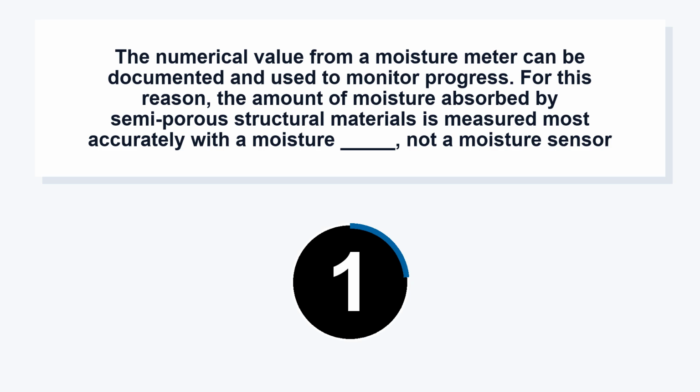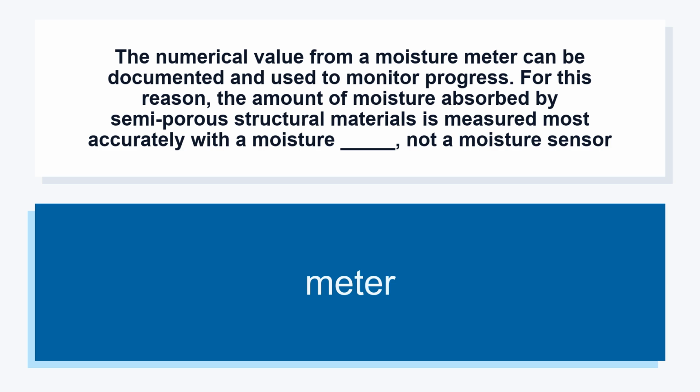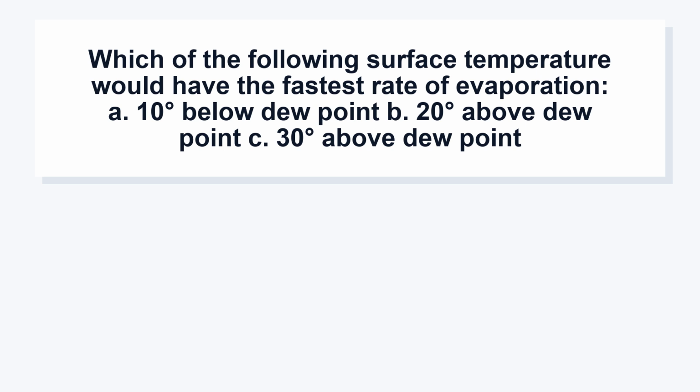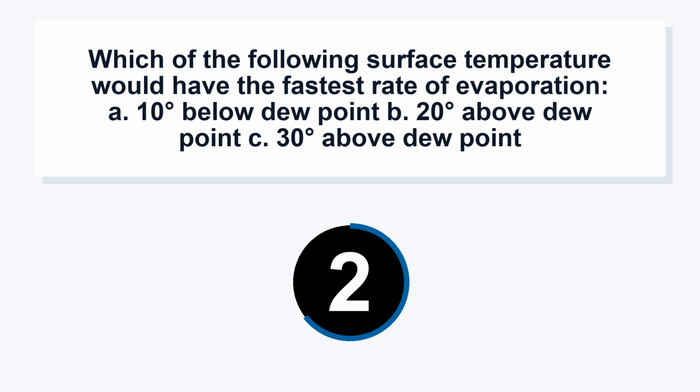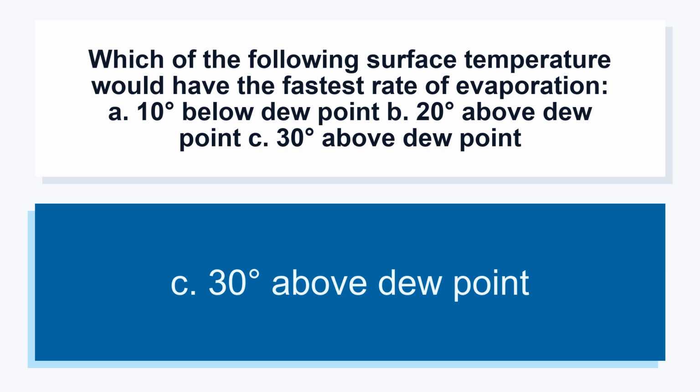Which of the following surface temperatures would have the fastest rate of evaporation? A. 10 degrees below dew point. B. 20 degrees above dew point. C. 30 degrees above dew point. C. 30 degrees above dew point.